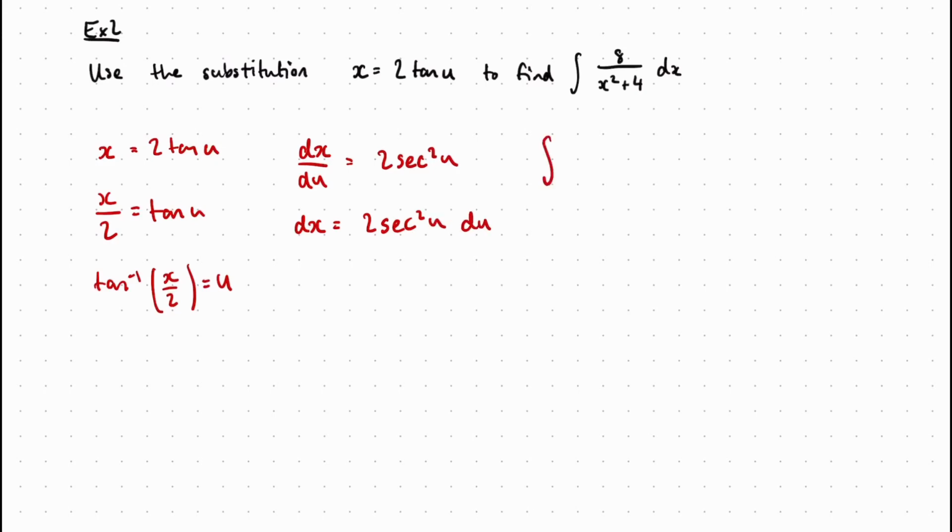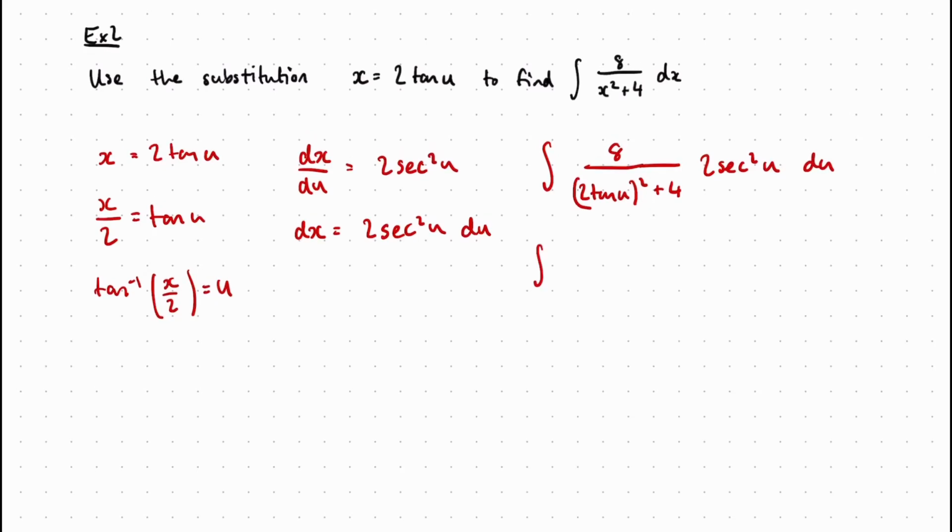So when we come to our integral now, we've got 8 over x squared, which is 2 tan u squared, plus 4, and dx is now 2 sec squared u du. So let's do some tidying up. The 8 times 2 sec squared u is going to become 16 sec squared u, and our bottom is going to become 4 tan squared u plus 4, with respect to u.